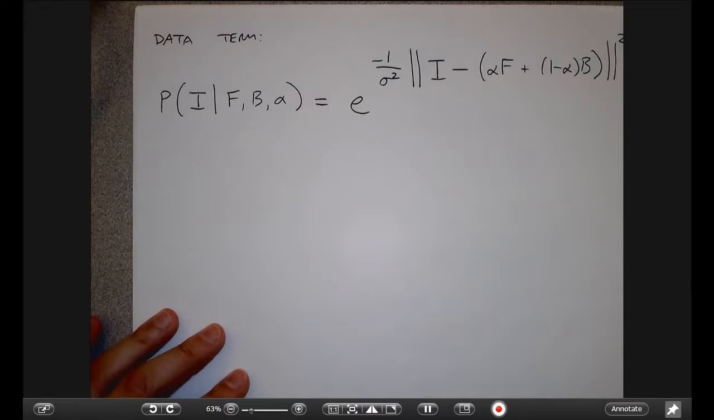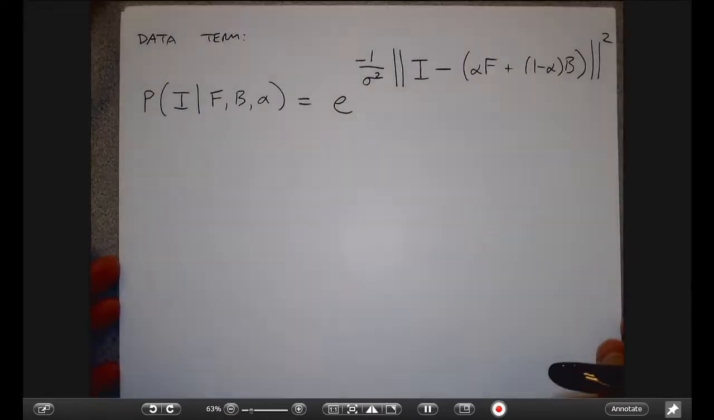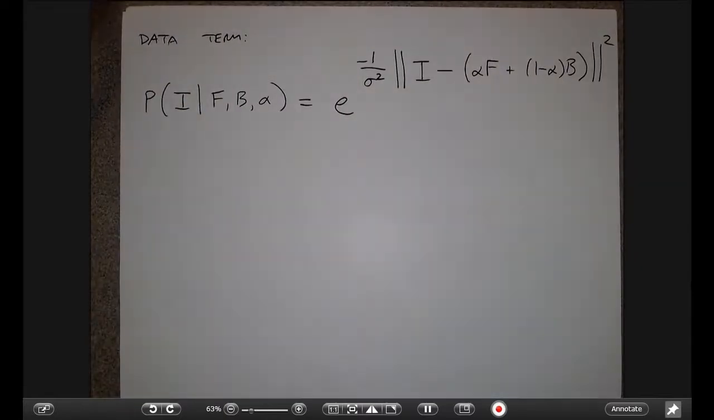So what does this mean? Oops, let me move this over so you can see it. This means that I expect that when the matting equation is roughly satisfied by the F, B, A, and I all together, this term should be high, right? When life is good, I want the term inside the norm to be pretty close to 0, and then I have e to the 0 power, which is 1. So that means I have high probability when the matting equation is satisfied.